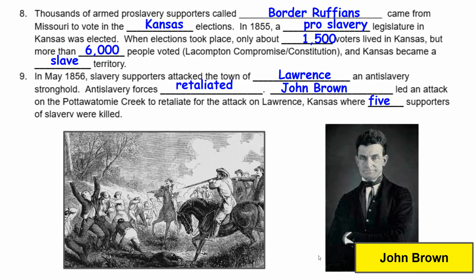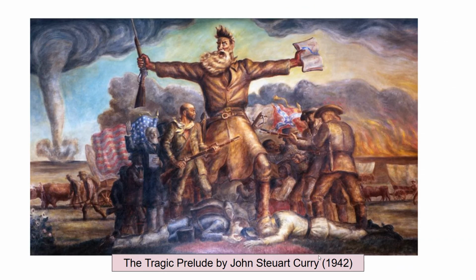But John Brown in the South became a very hated man by the slaveholders because they saw him as a zealot and kind of crazy. Hence, I want to talk about this painting. It's called The Tragic Prelude, and it was painted by a man named John Stuart Curry. And actually, it's a mural.